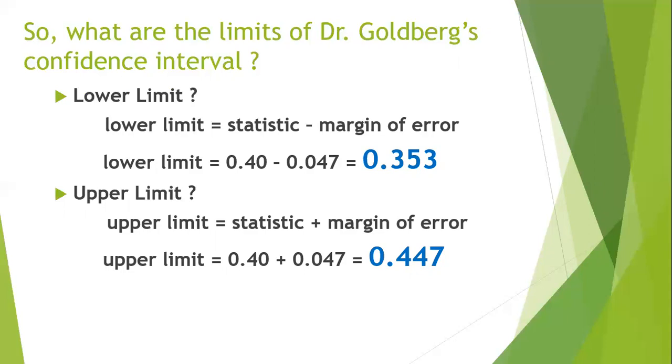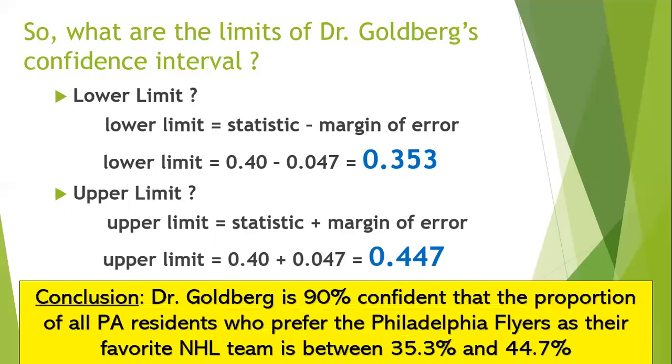Now we have the limits, and with this, we can at last reach our glorious conclusion about hockey team preference in the state of Pennsylvania. Dr. Goldberg will say that he is 90% confident that the proportion of all Pennsylvania residents who prefer the Flyers as their favorite NHL team is somewhere between 0.353, 35.3%, and 0.447, 44.7%.